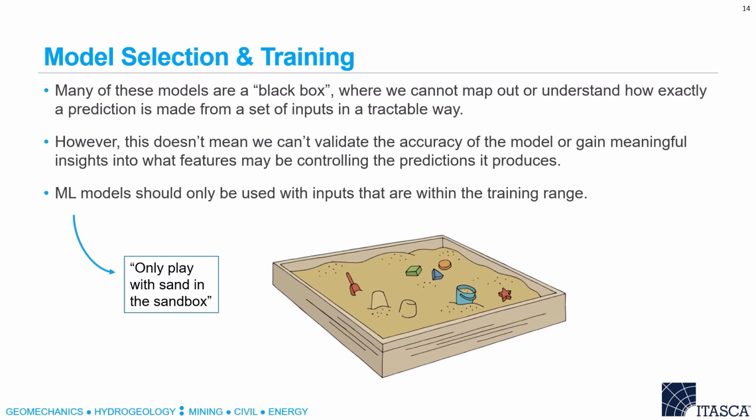You can't train your model on inputs that are within a certain range and then try to make predictions using input values that are way outside this training range. The model would blow up and provide nonsensical results for the prediction. Something we've jokingly said about this before is to only play with sand in the sandbox.